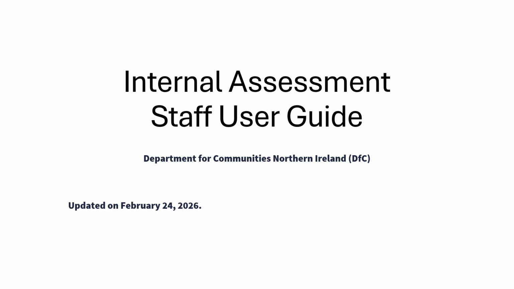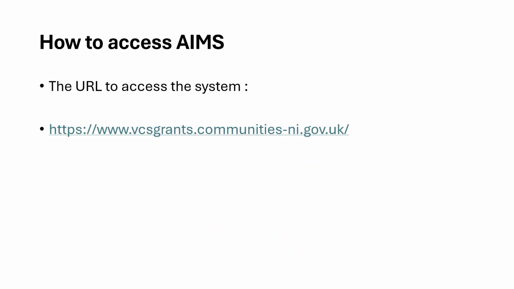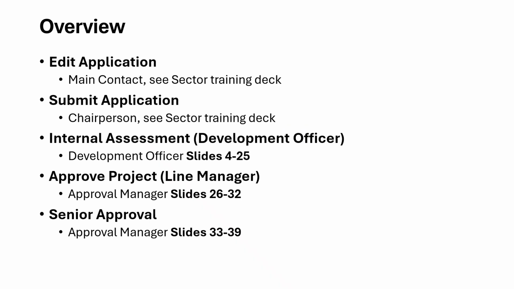This is the staff user guide for internal assessment. You can access the AIM system using the URL provided, www.vcsgrants.communities-ni.gov.uk. In this presentation, we will look at the internal assessment by the development officer, how to approve the project by the line manager, and senior approval.